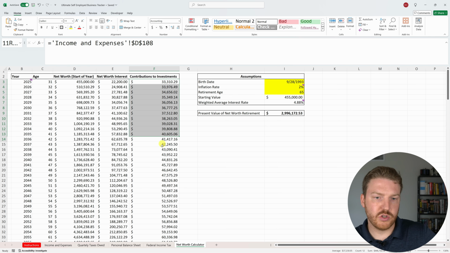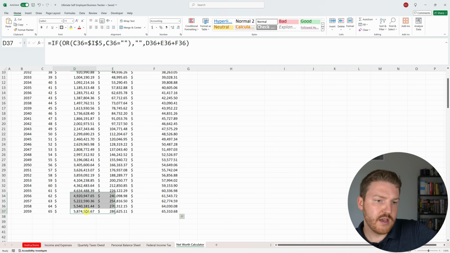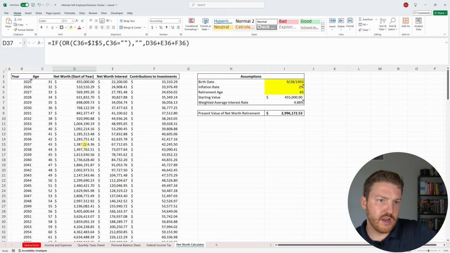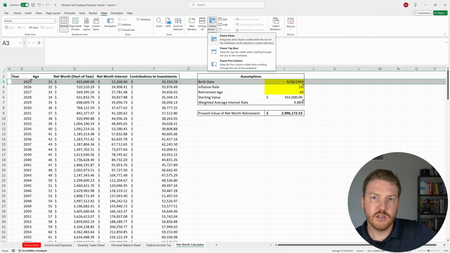So these contributions scale with inflation, and then we find at the very end, we get a total at age 65, this net worth value. I'm going to freeze these so that we can see it down there.